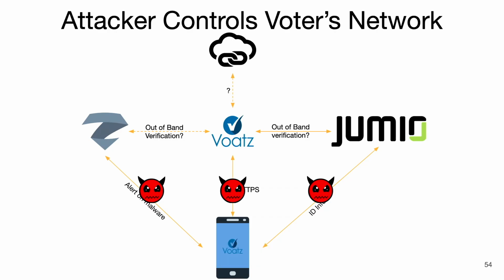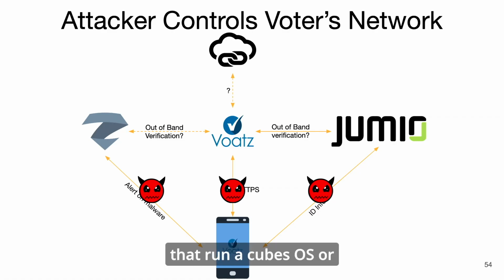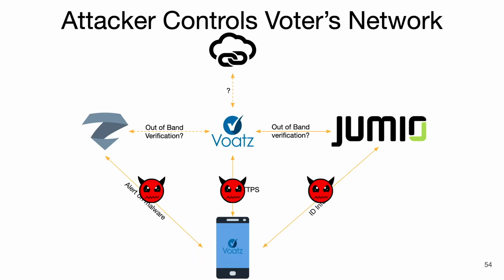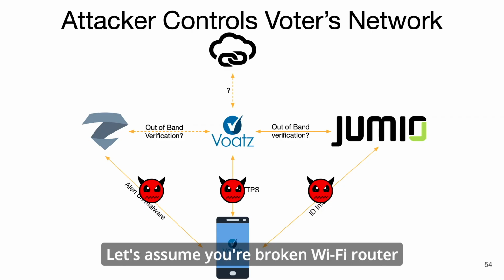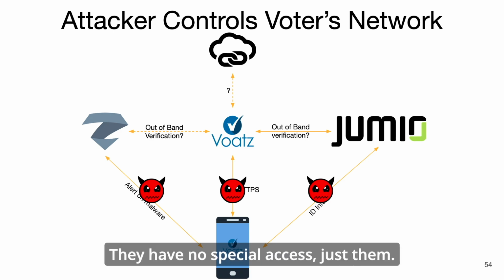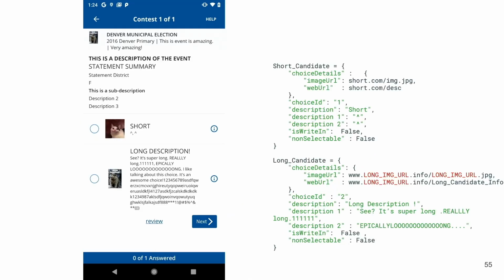All right. Let's say that Votes' servers are in Fort Knox, right? It's impossible to get access to. They're the only people on the planet that run Qubes OS or something, and it's impossible to actually get access to raw data. Let's just assume a really, impossibly unprivileged adversary. Let's assume your broken Wi-Fi router or Comcast or any ISP just sitting between you. They have no special access, just them. Surely they can't get access to anything, right?